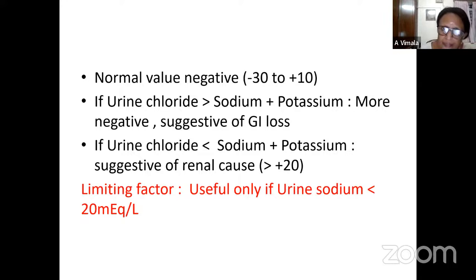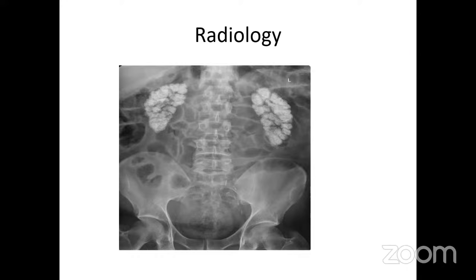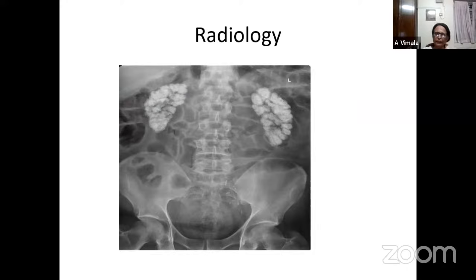So this child has a urine anion gap and this is the radiology picture. Can anybody diagnose this radiology picture? What do we see in the X-ray? Anybody? Kishan Rao, anybody in the chat box? Nephrocalcinosis, ma'am. Excellent. So it is nephrocalcinosis.